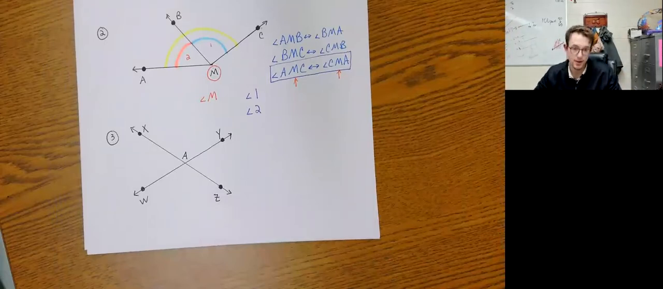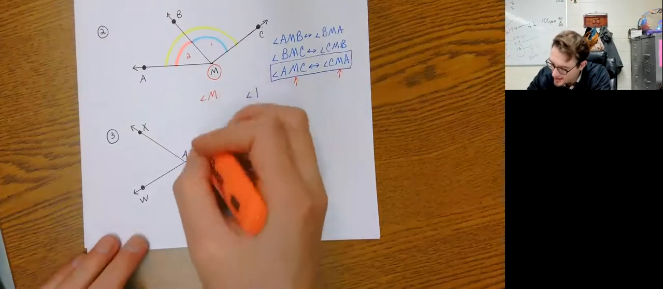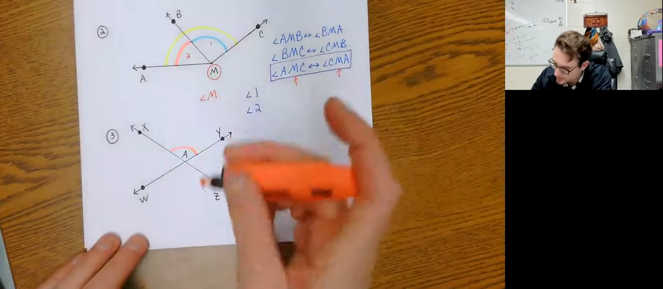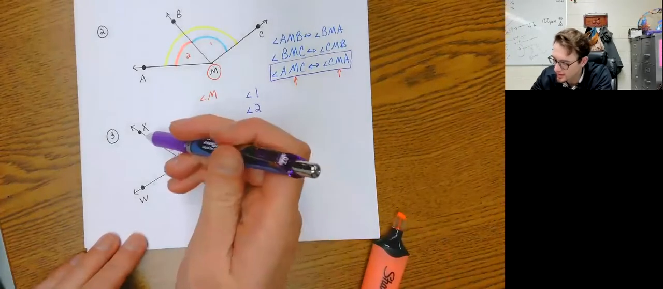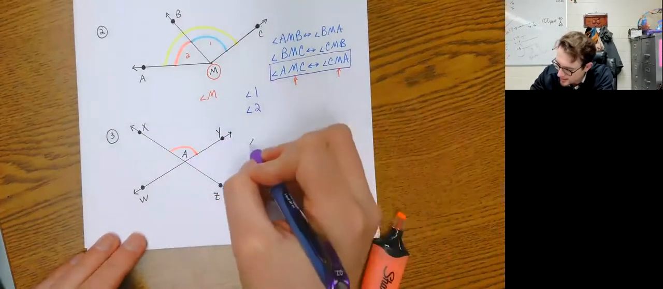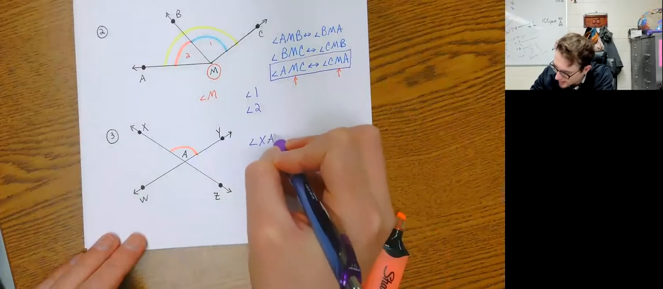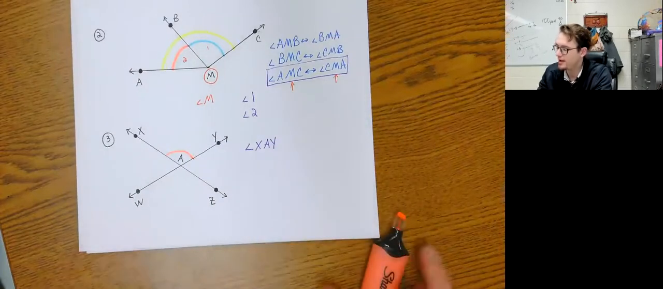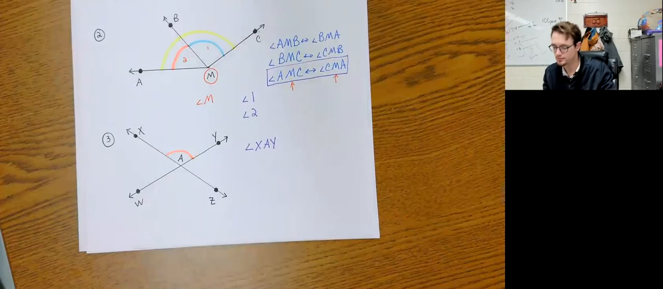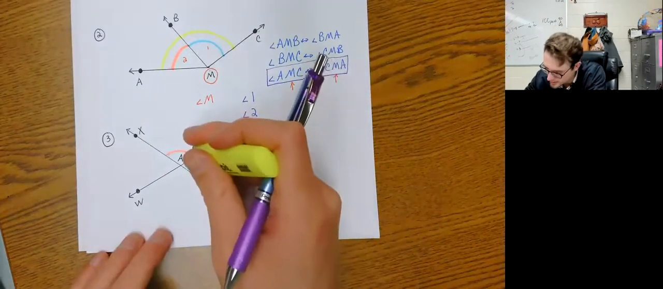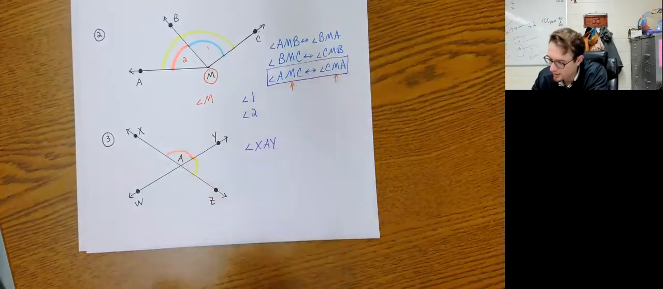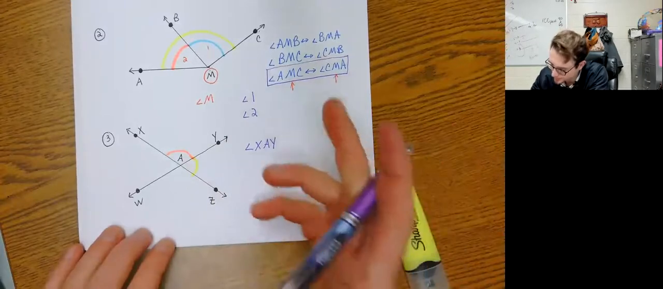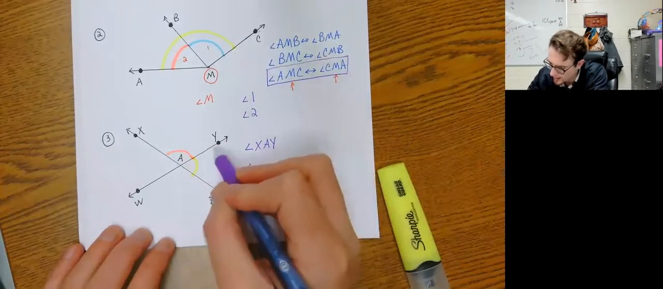So this one's got lots of angles. This one has a whole heap of angles. So let's just start off with one. Right, let's start off here. We got this angle. Let's call that angle XAY. Angle XAY. And then let's grab another. Okay, let's do this one. So that one would be angle YAZ.